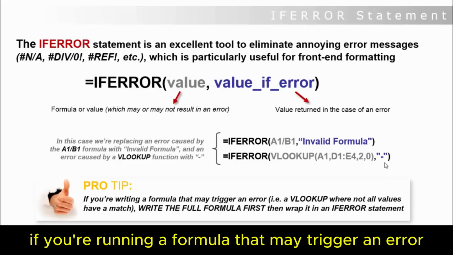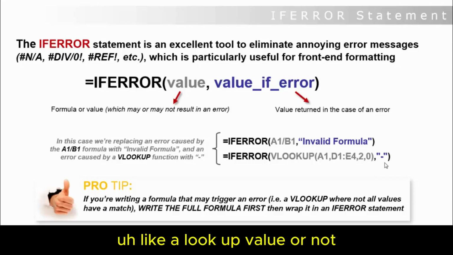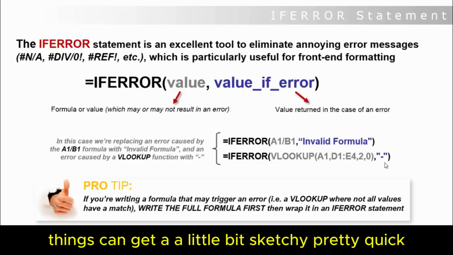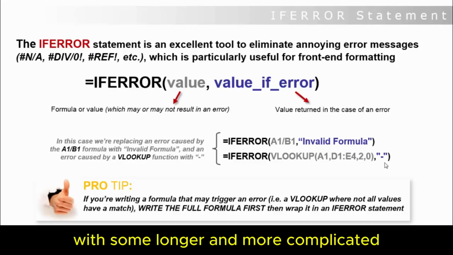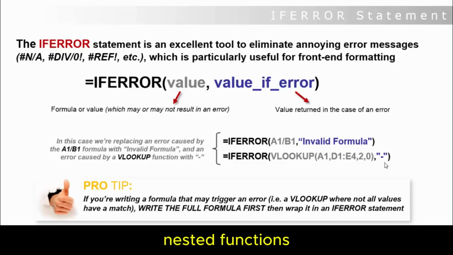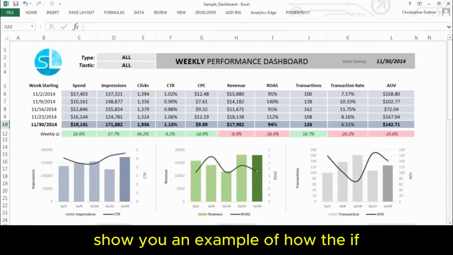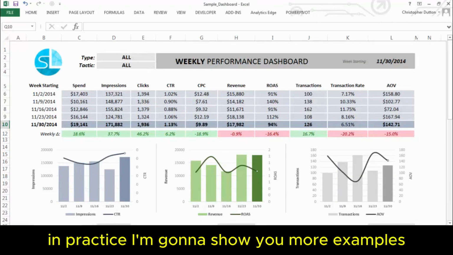So pro tip, if you're running a formula that may trigger an error, like a lookup value where not all values might have a match, write the full formula first, and then at the end, wrap it in an IFERROR statement. Otherwise, things can get a little bit sketchy pretty quick, especially as we start working with longer or more complicated nested functions. So now I just want to hop over to Excel, really quickly, and show you an example of how the IFERROR statement can be used in practice.